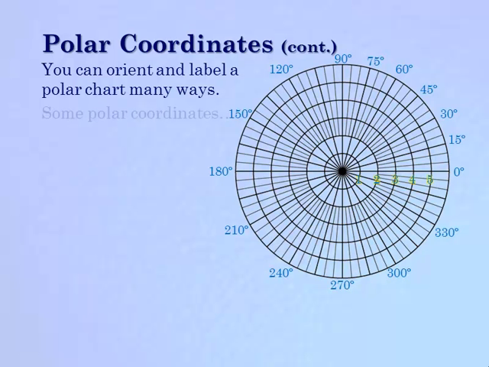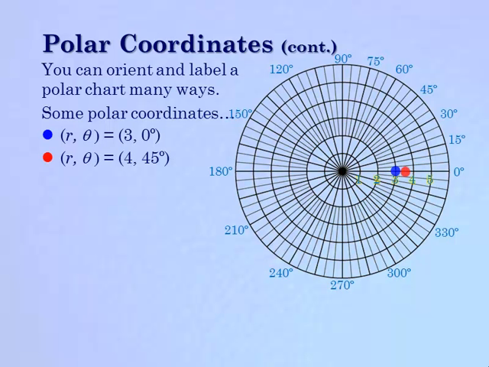Now, some polar coordinates, let's look at the graph of those. r and theta equals 3 and 0. So we didn't move up at all on the angle value, but we went out r equals 3. How about r equals 4 and theta equals 45? So we'll go out to the 4 position on the scale, and we'll go around 45 degrees. Or 2 and 150 degrees. So you can go all the way around to the other side and get coordinates there.